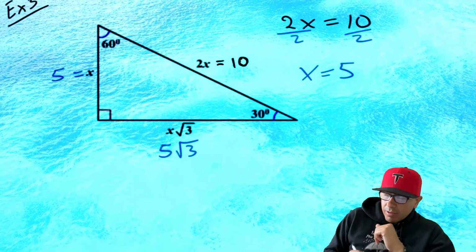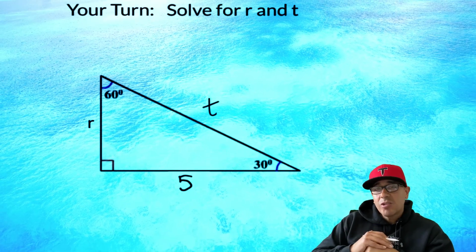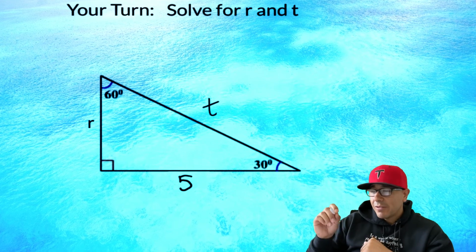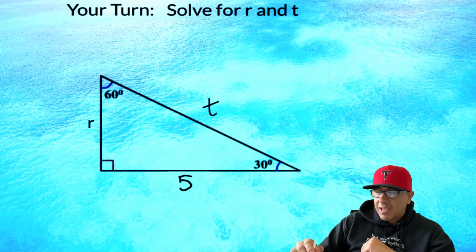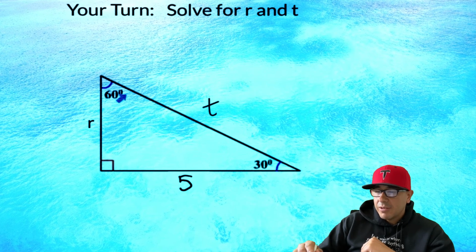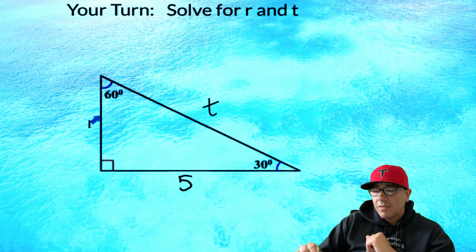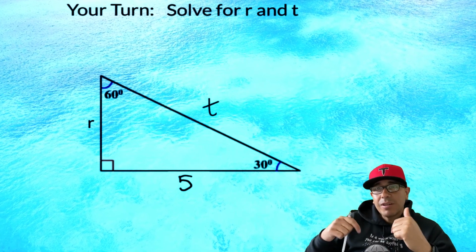And to help you out, we have a problem to send you on your way with. So it's your turn. Based on what we just discussed, go ahead and solve for r and t, and look at what they give us. They tell us the side opposite of 60 degrees is 5 units long. So with that said, go ahead and find r and t, and let us know down below in terms of what you got.